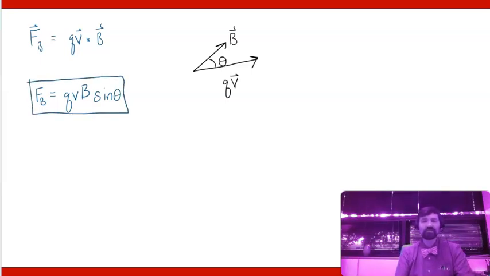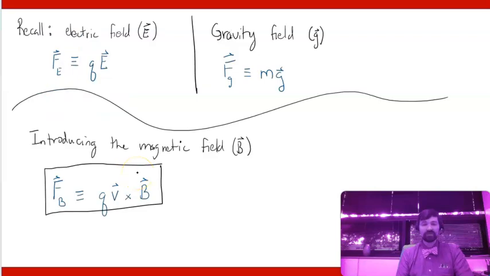The other property of cross products that we need to note is that this means that the magnetic field force, the force from the field, is perpendicular to the velocity, and also that the force from the magnetic field is perpendicular to the magnetic field itself. Remember that cross products are always perpendicular to their constituent vectors. Another thing that could be noted, I should have maybe noted this over here, is the units for the magnetic field.